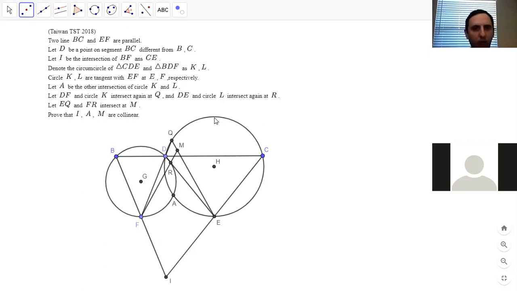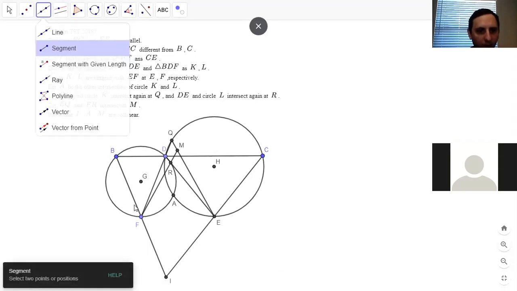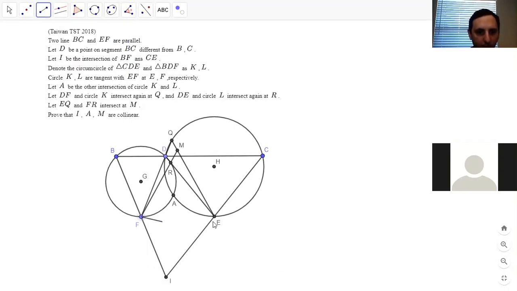We could use, let's see, how do we show they're collinear? Desargues. Would I join FE? Yes. Yeah, no, that's a good point. I should show EF. I missed that line. So yeah, EF is tangent to both those circles.